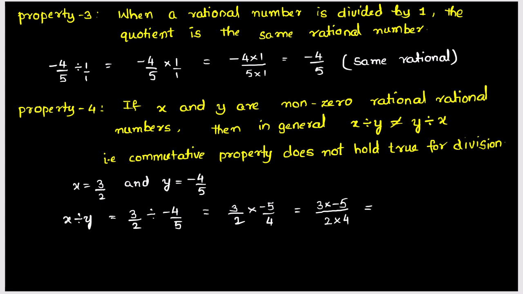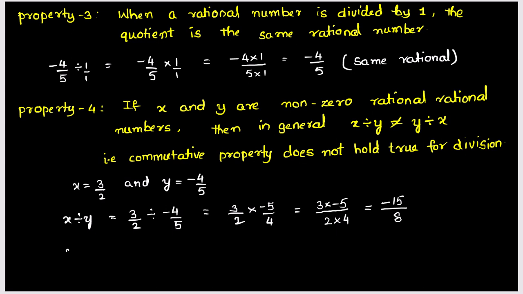Check, children, whether any numerator and denominator get cancelled. No chance, because 3 and 4 don't have common factor. 3 and 2 don't have common factor. 5 and 2 don't have common factor. 5 and 4 also don't have common factor. So we have to multiply the numerators as they are. So 3 into minus 5 is minus 15. Why minus 15? Because plus into minus is minus. 3 fives are 15, divided by 2 into 4. 2 fours are 8. So this is the result when you divide 3 by 2 by minus 4 by 5.